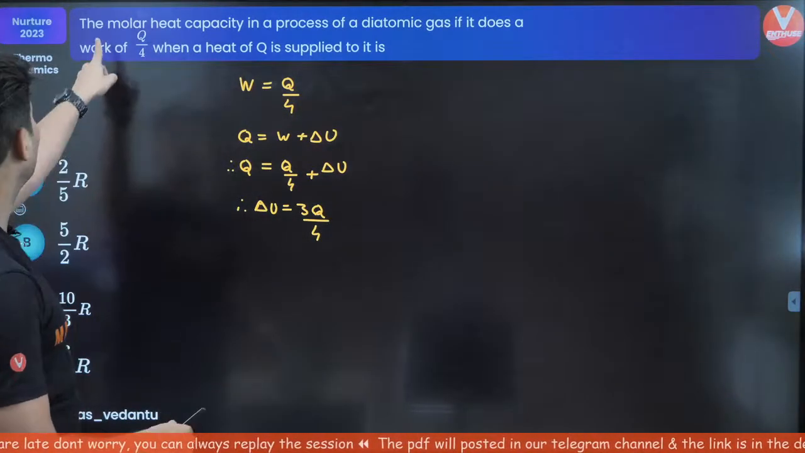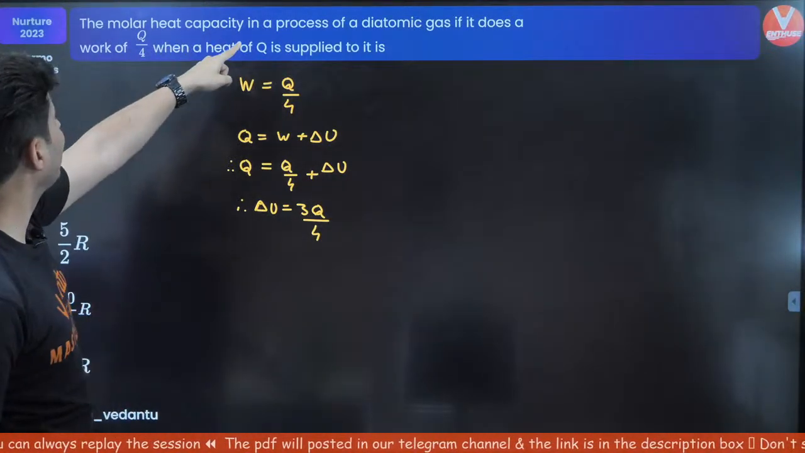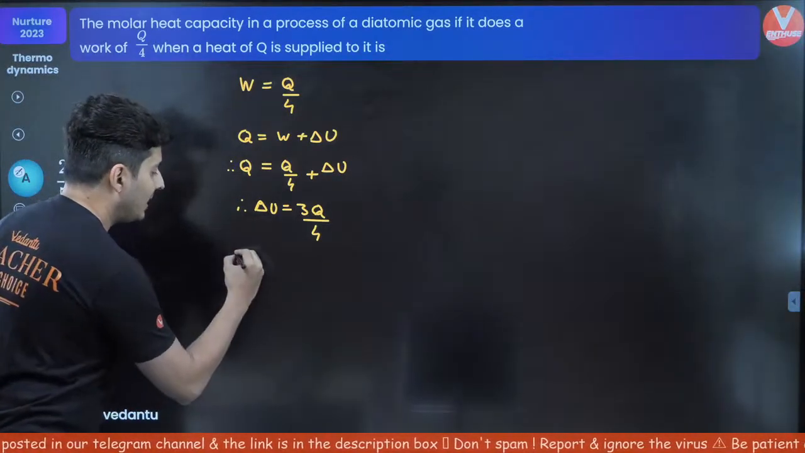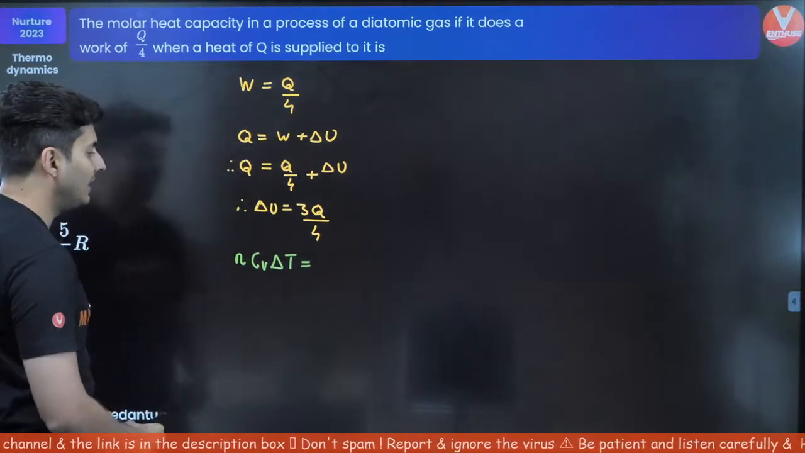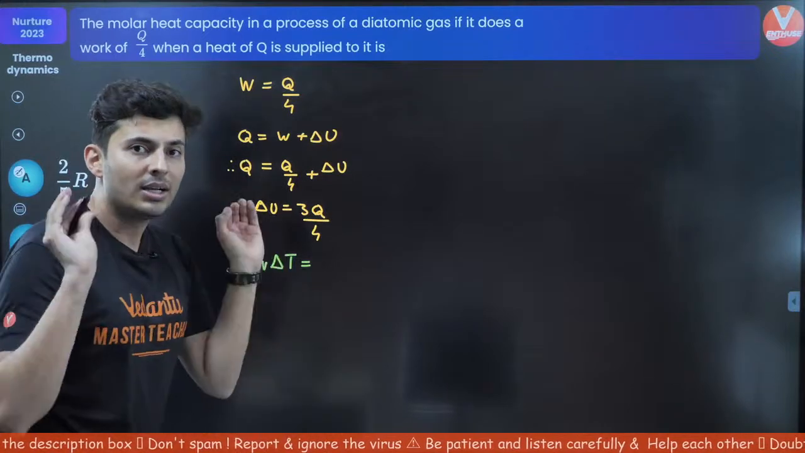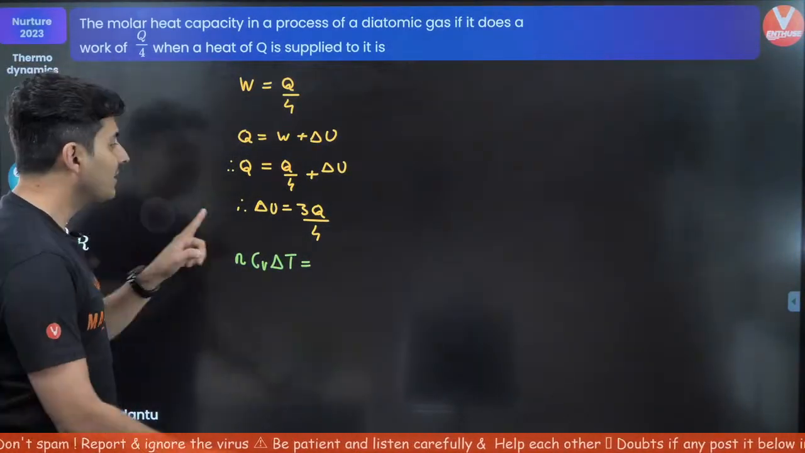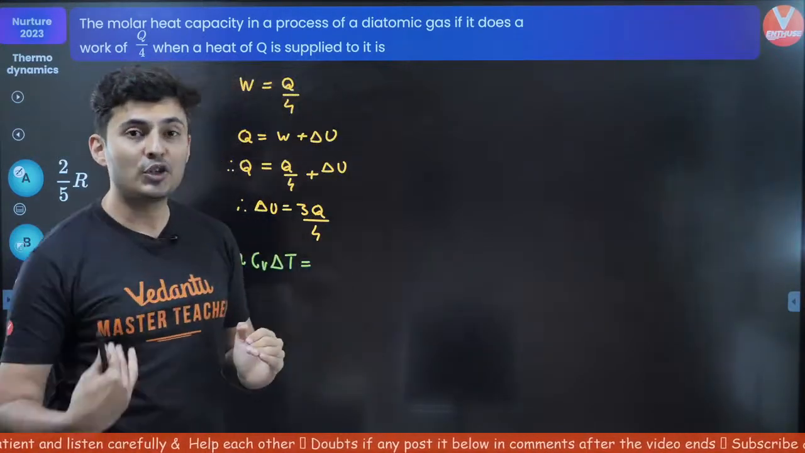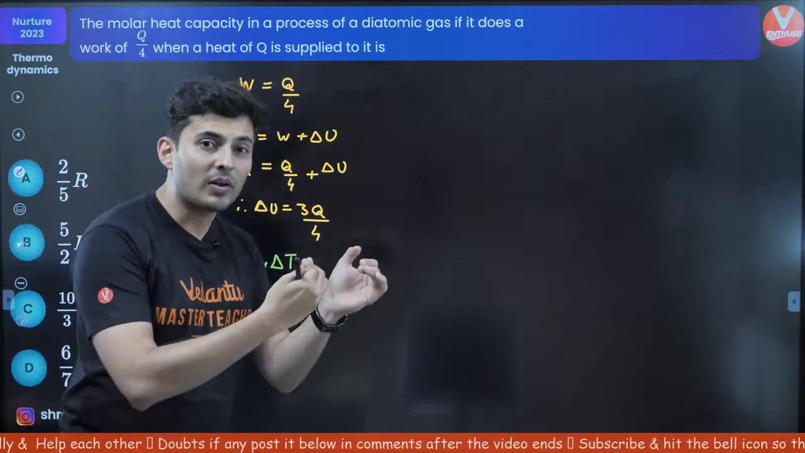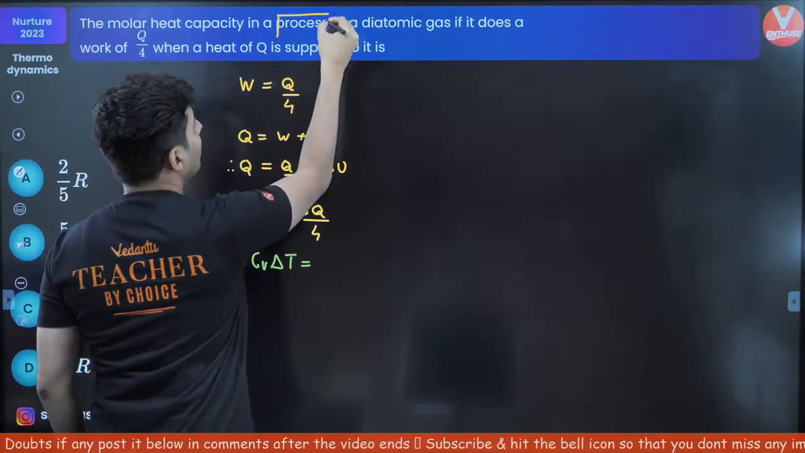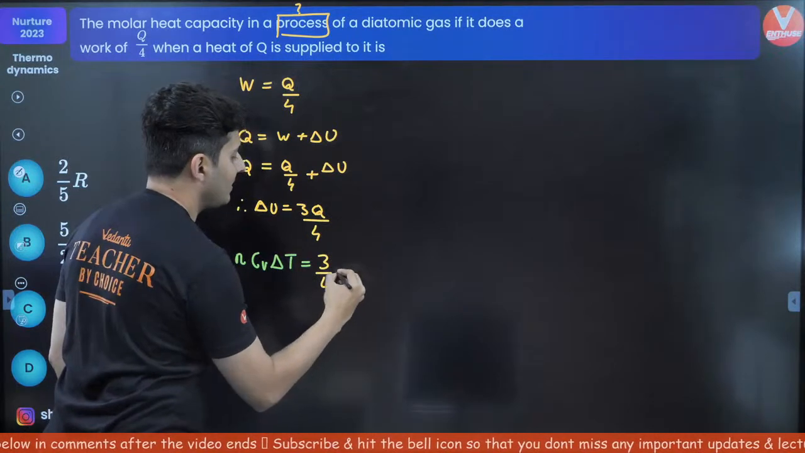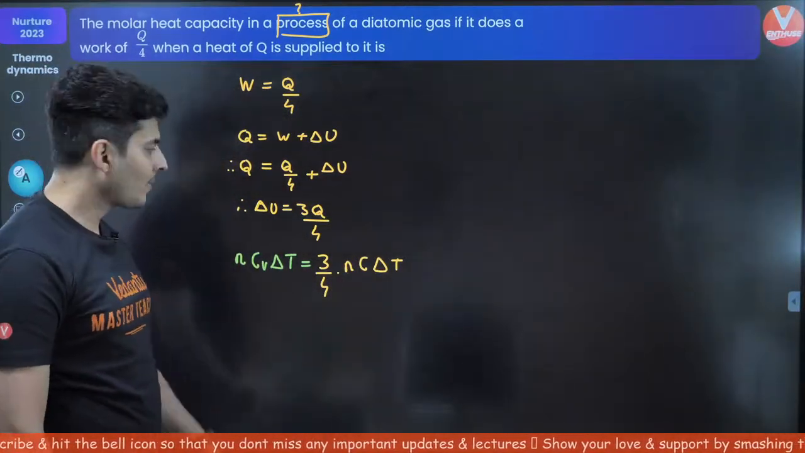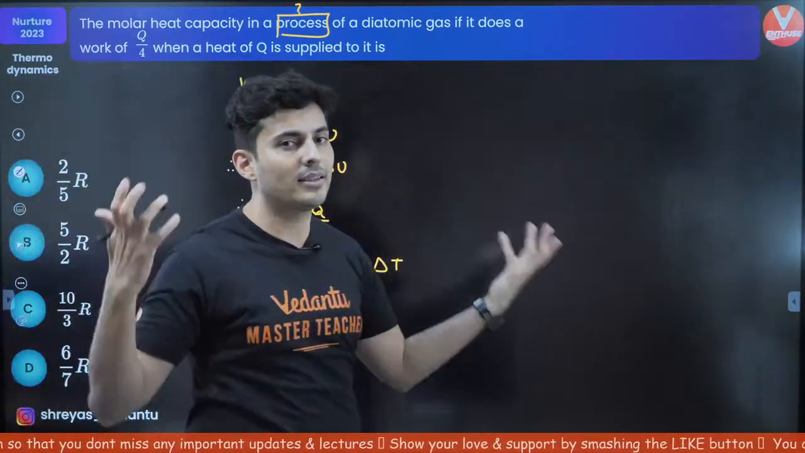Now delta U, by definition, is nCv delta T, correct? No matter which process you go through, delta U is always the same. Q may not be the same. Q is not always nCv delta T; it depends on the process. For isochoric, it is nCv delta T. For isobaric, it is nCp delta T. Q will change from process to process. I don't know what process it is, so I'm just going to put Q as nC delta T. Is that making sense to all of you? I just don't know what kind of C I should put, so I'll just put C for that process.